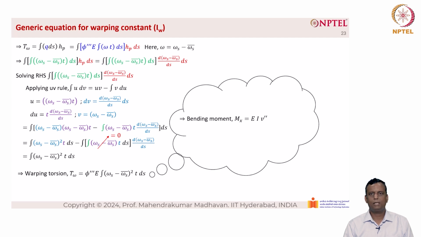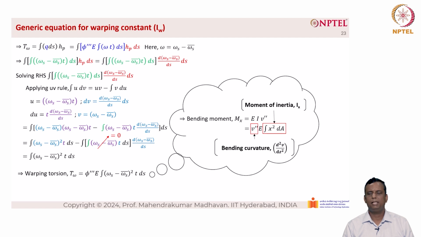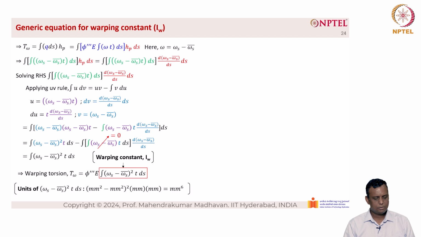Now let's look at the bending moment equation. The bending moment equation is Mx equal to EI into V double dash, which is V double dash into E into integral of x square dA, the moment of inertia Ix, and V double dash is the bending curvature d square V by dz square. Similarly, the integral of (omega s minus omega s bar) the whole square into t into ds can be termed as the warping constant I_W. The units of this warping constant are millimeter square minus millimeter square, the whole square, into millimeter. So we get millimeter power 6.